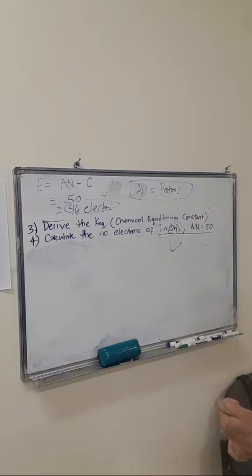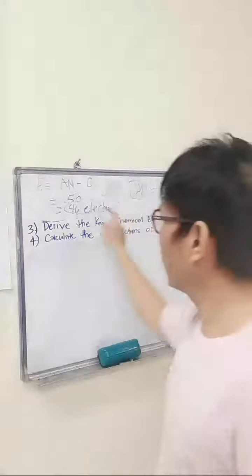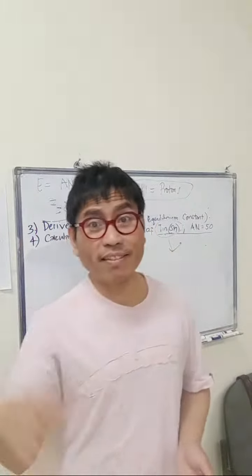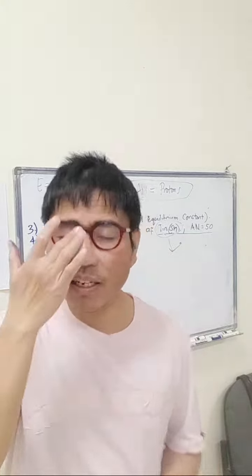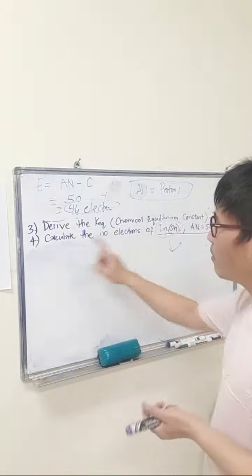Okay, like that. Get the point? There are 46 electrons of tin. But these are not the valence electrons, only the maximum number of electrons of tin. The totality. That's the answer here.